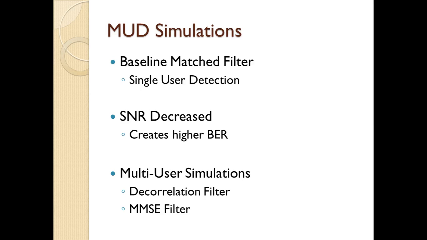First, 100,000 bits were generated and passed through the transmission channel. Unique CDMA codes were generated for each of the 10 users in the simulations. The multi-user detection algorithm simulations were each subjected to additive white Gaussian noise as a transmission hindrance.